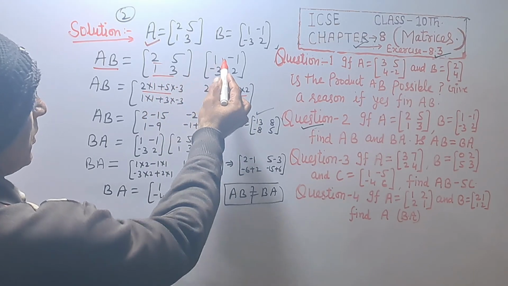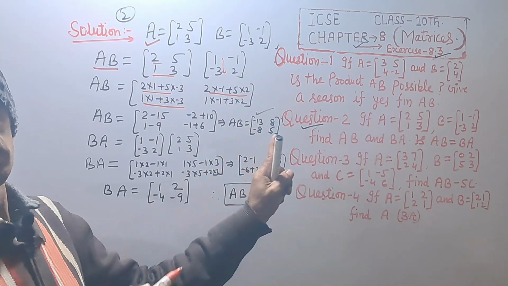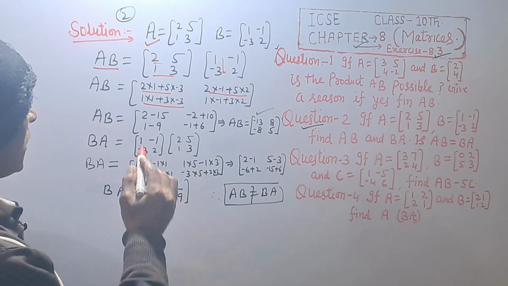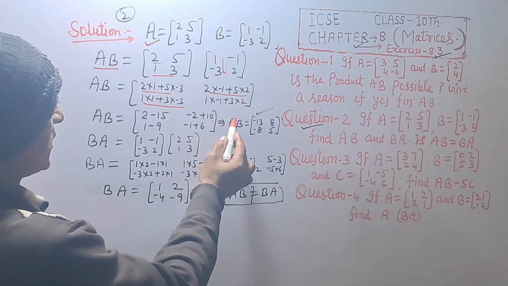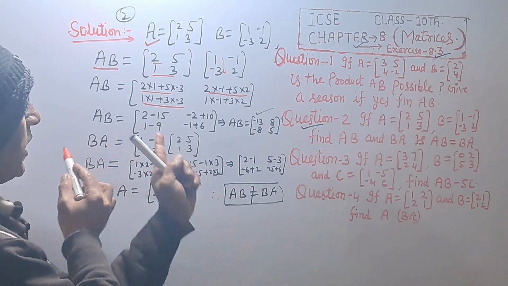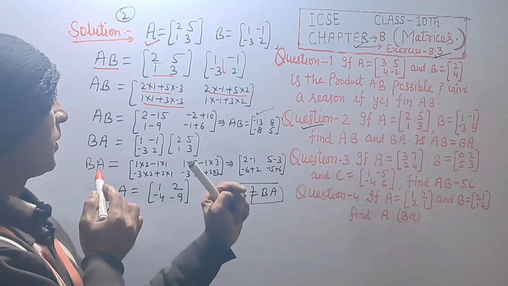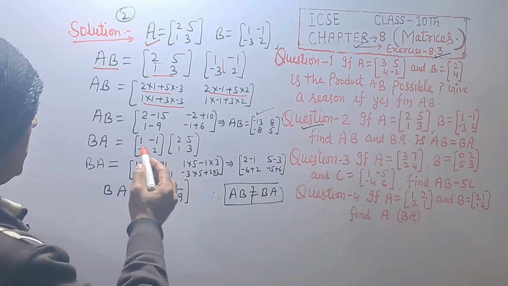Then second row multiply by first column, and second row multiply by second column. Then the product AB is 2 minus 15, minus 2 plus 10, that is minus 13, positive 8. Minus 9 plus 1, that is equal to minus 8. And 6 minus 1 is equal to 5.